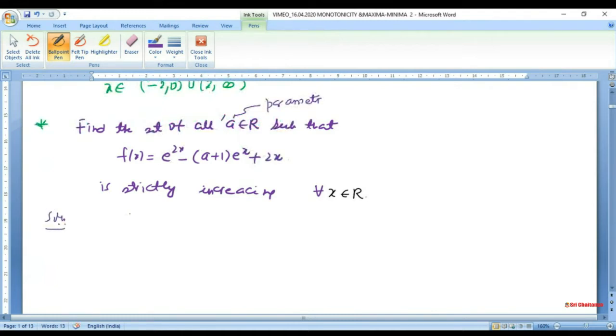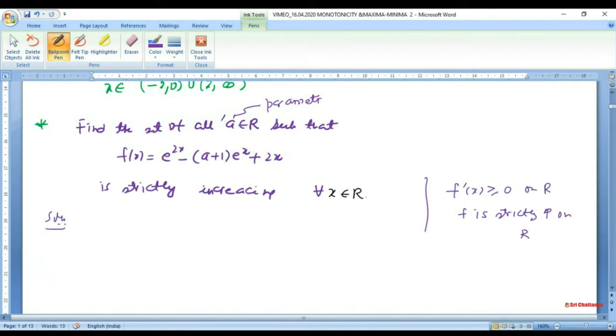Same way, we already know that f is differentiable, because f is made up of three differentiable functions: x, e to the power x, and e to the power 2x, multiplied by some constant. So f is differentiable, and so we'll say that if f prime x is greater than or equal to 0, that will mean that f is strictly increasing on R.